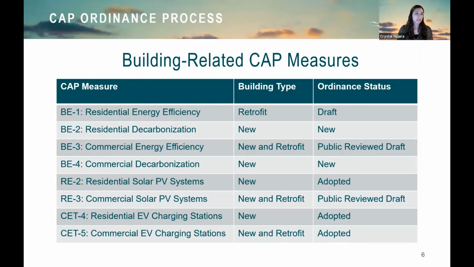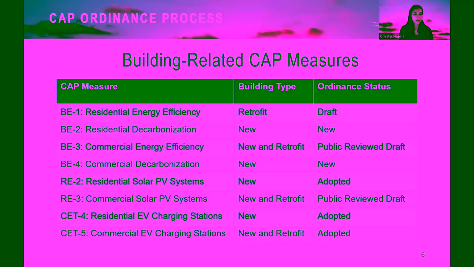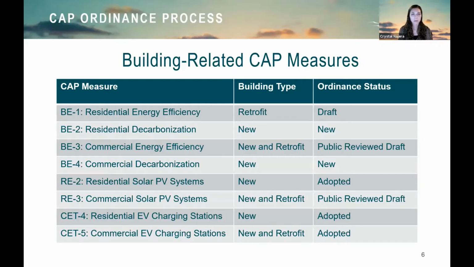The first one, BE, which stands for building efficiency. That one's related to residential energy efficiency, and this would be applicable to retrofit, so existing buildings that want to come in and do a retrofit or a remodel. And this portion of the ordinance has been drafted, although it has kind of been on the back burner since this measure needed to be updated in the latest climate action plan. So now that it's been updated, we were able to share this draft language, and that's actually within the ordinance that is on our page that I referred you to.